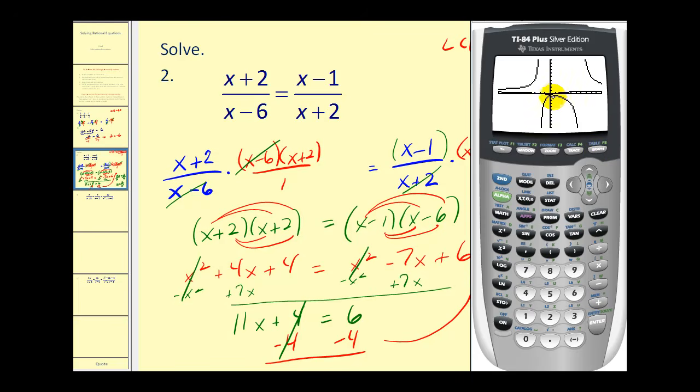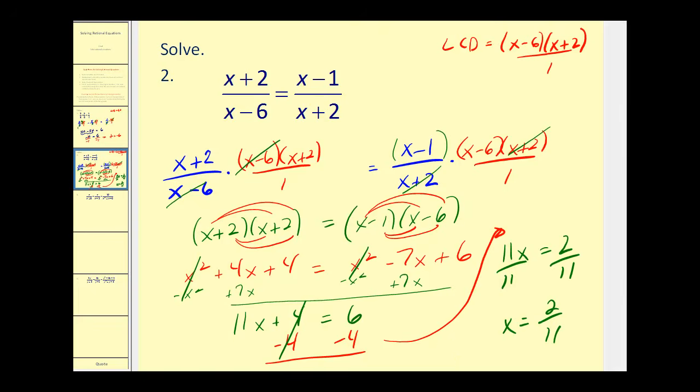And it looks like it's somewhere right in here. Let's go ahead and calculate it. Second trace, option 5. Press enter, enter, enter. And this does verify our solution as 2/11. Let's go ahead and try another one.